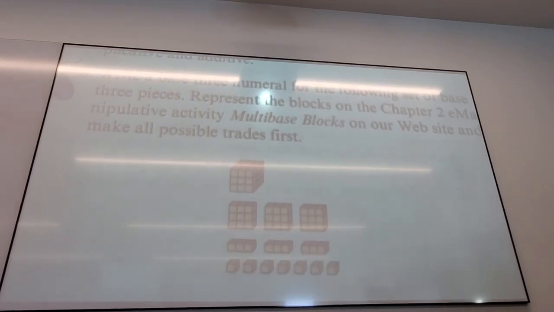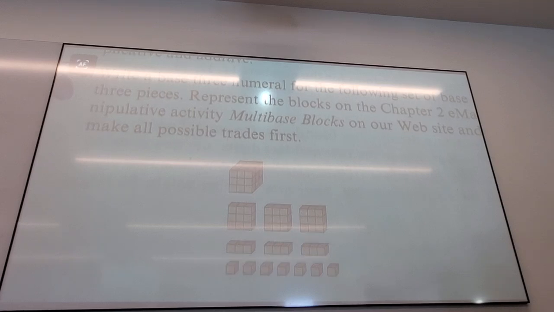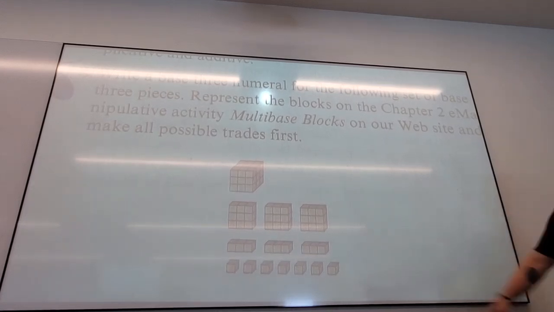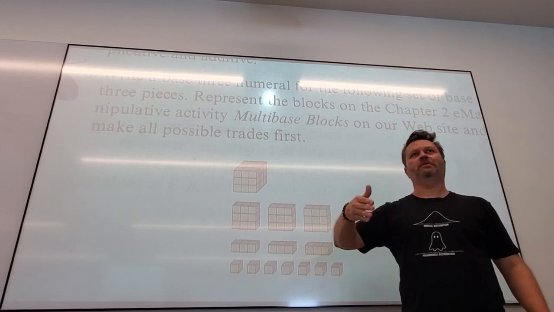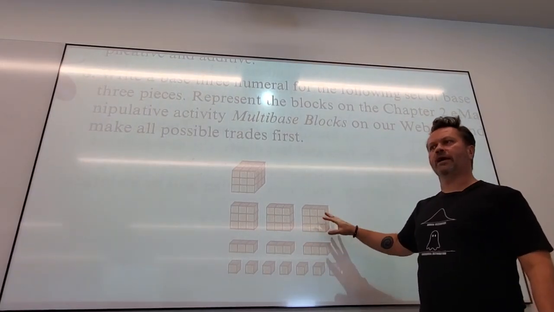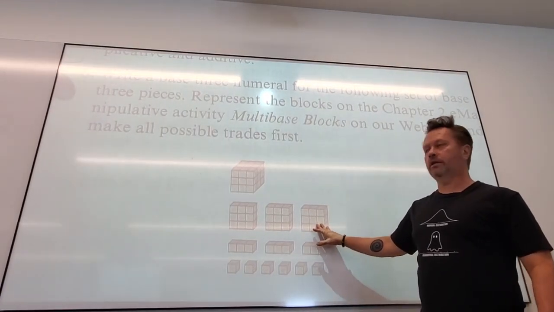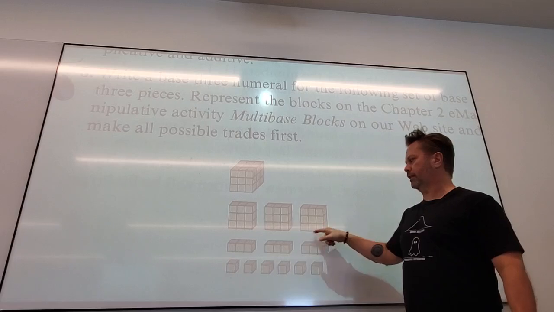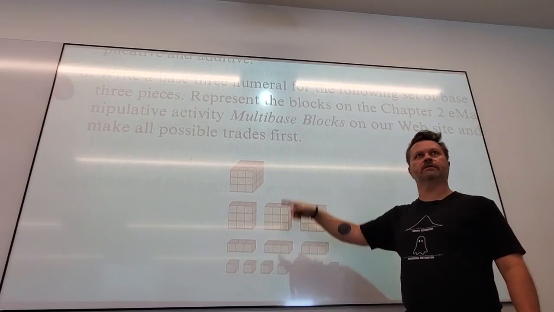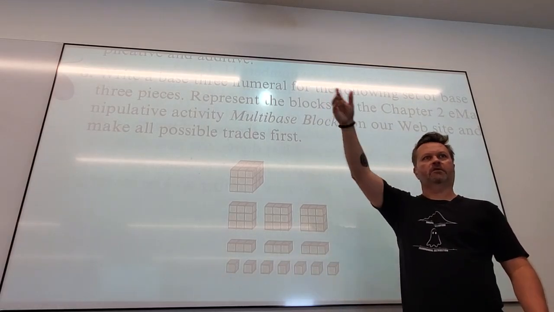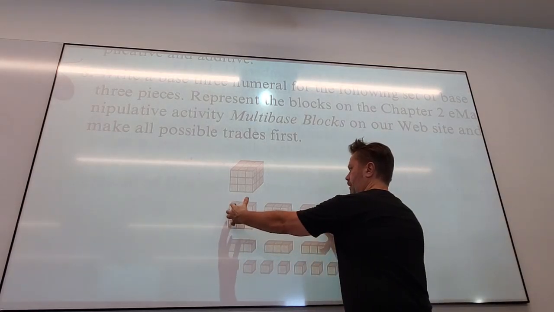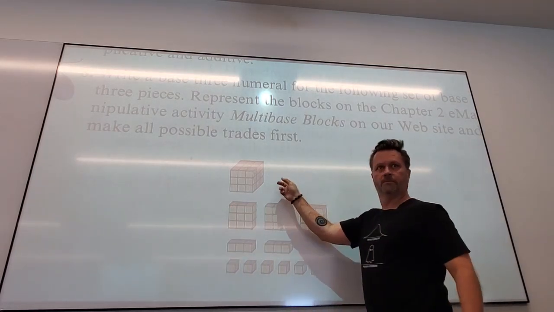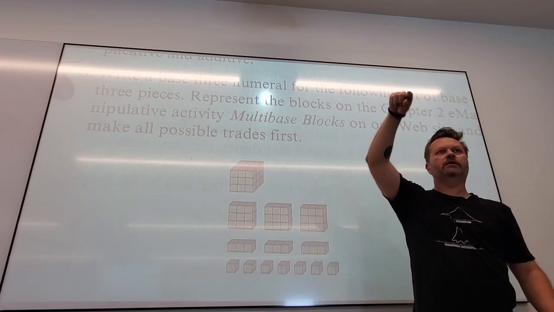Okay, so we talked about this one before, but does somebody remember what you have to do first here? It doesn't make sense to write 1, 3, 3, 7 because this is base 3. There is no 3 in base 3. So what do these 3 together make? A cube.